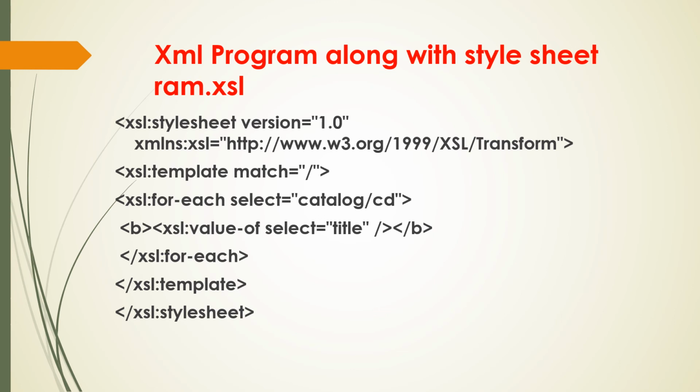Next one is xsl:template. xsl:template selects the root tag of the XML program. xsl:for-each selects the subtags of the root tag. xsl:value-of select is used to select the text of a subtag. So here xsl:stylesheet, xsl:template and xsl:for-each are paired tags, but xsl:value-of select is a standalone tag.